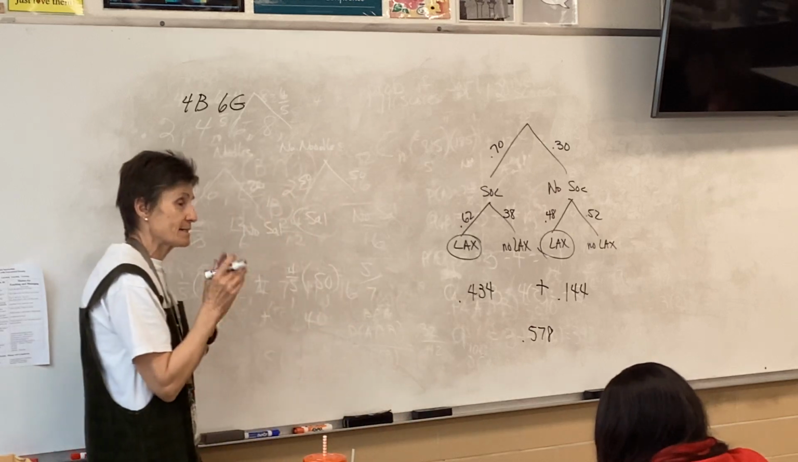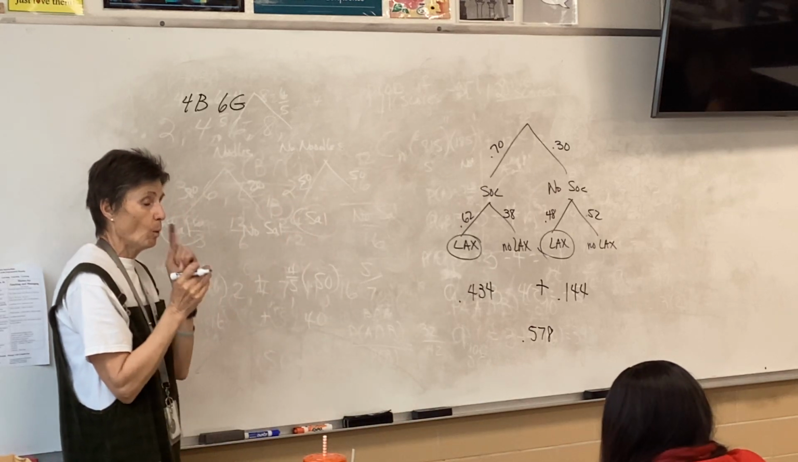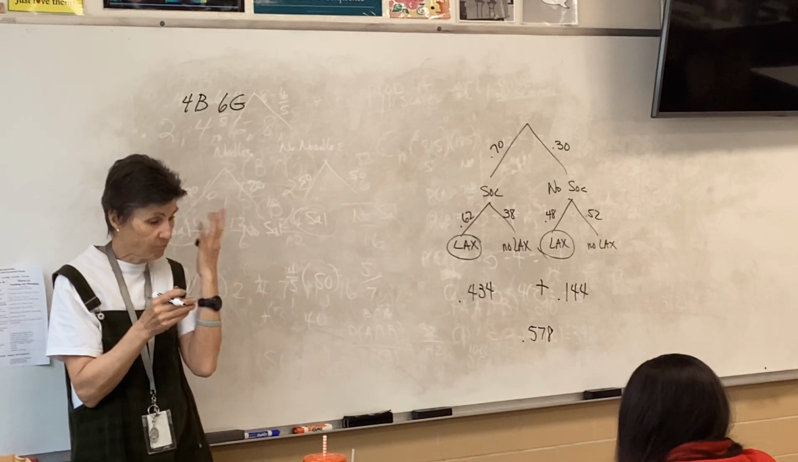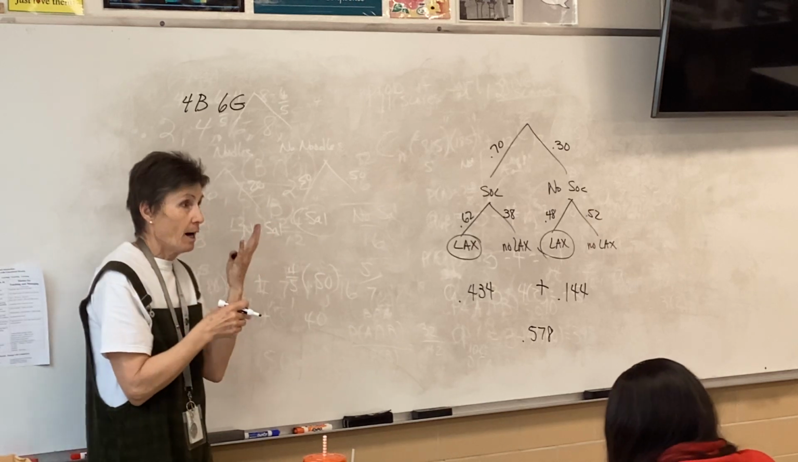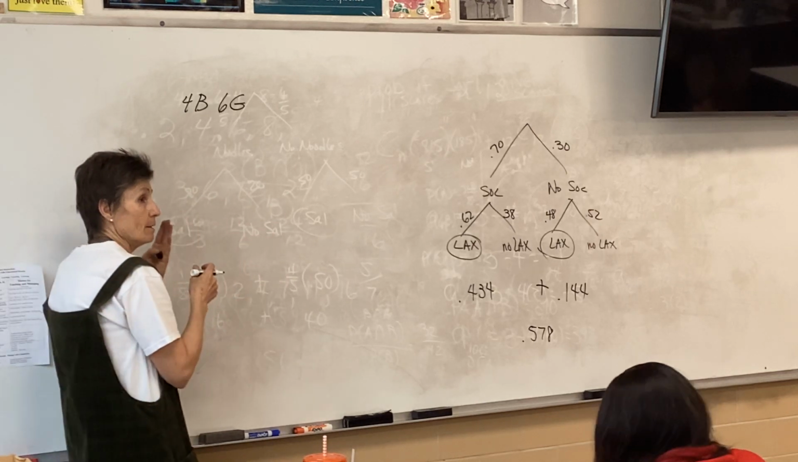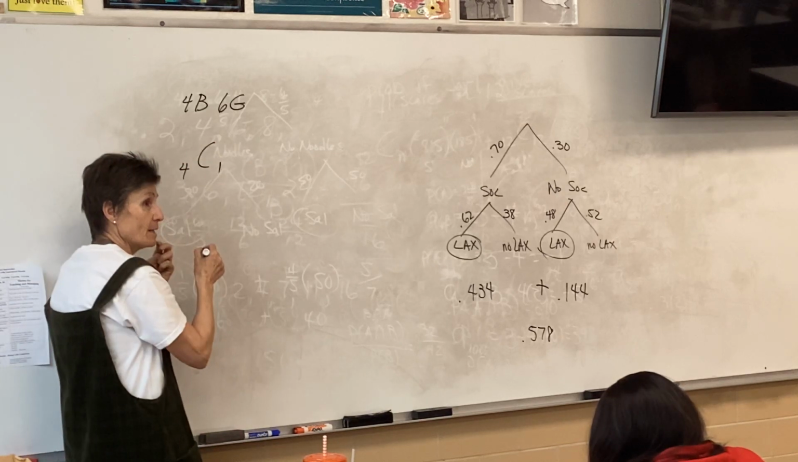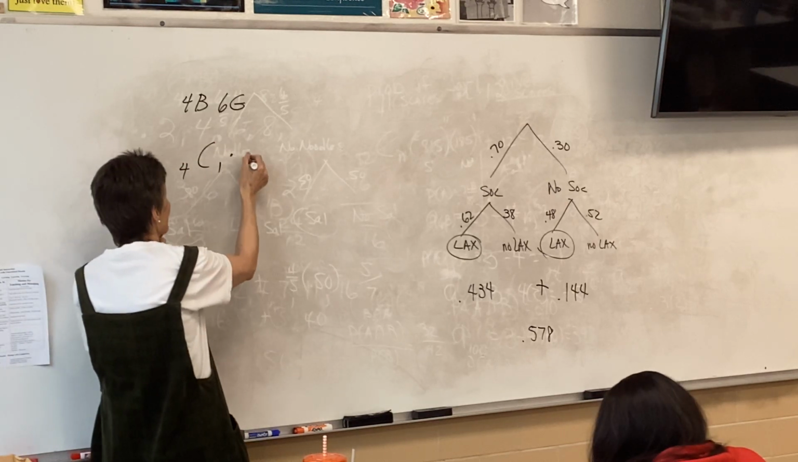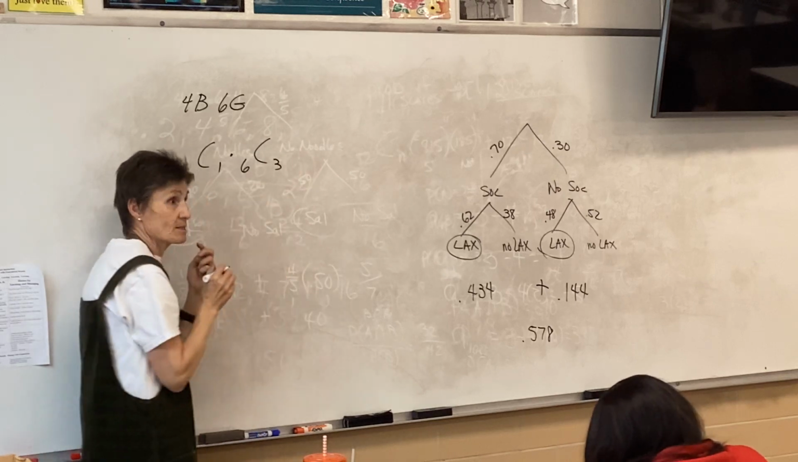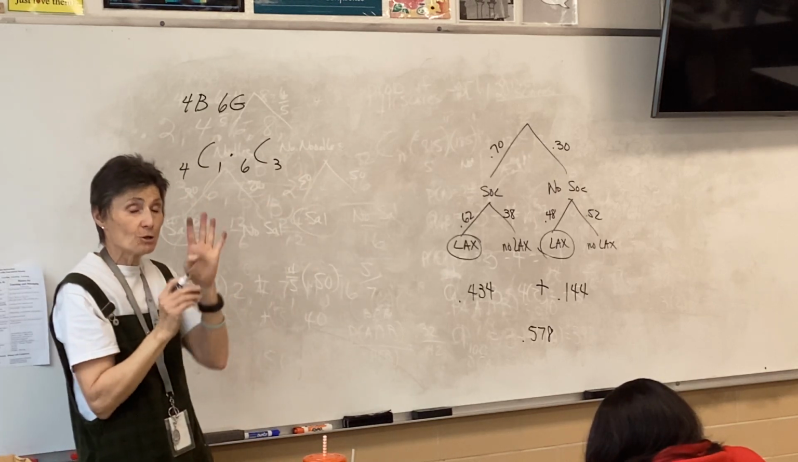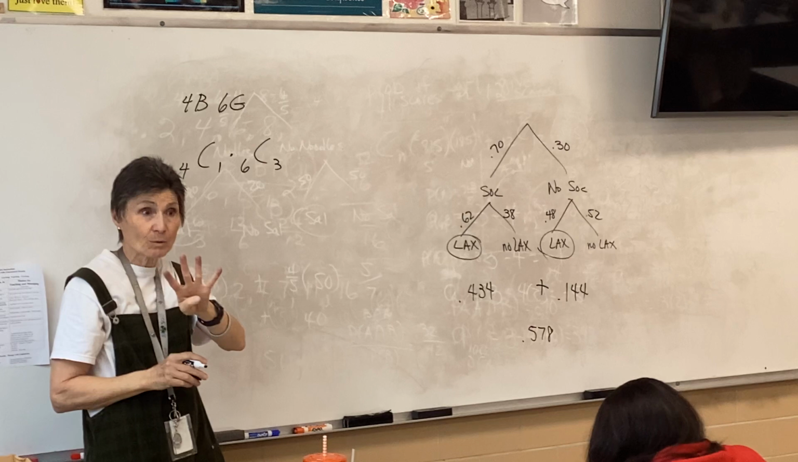If I want exactly 1 boy, what does that mean I want? I'm picking 4 kids. 1 boy would be 4C1, and 3 girls would be 6C3. Remember, you're picking 4 students, right?